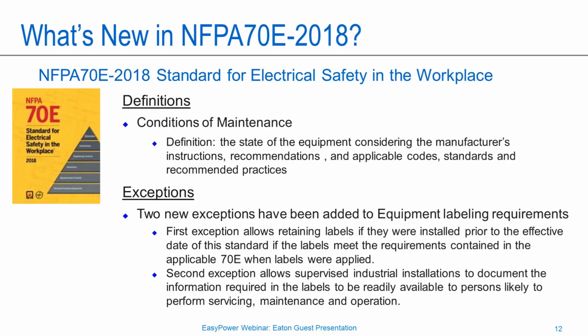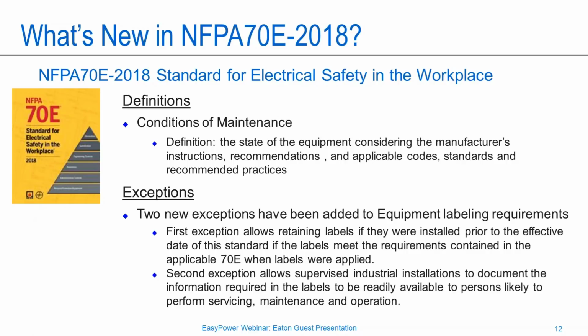A couple other things in the 70E worth noting. There's an issue around conditions of maintenance. If you read the language here, this is really saying that the owner is responsible to consider the manufacturer's instructions and recommendations along with the codes and standards. So there's a little bit more of a move towards recognizing that the recommendations of the manufacturer's equipment should be considered. There's a couple of exceptions in this updated 2018, which I like.